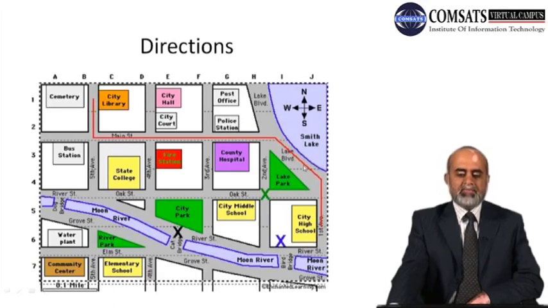Then study the map itself. You have this Oak Street, and this one is River Street, this one is Grove Street. Here you have 4th Avenue, 5th Avenue, this one is Elm Street, this one is 5th Avenue, this one is 2nd Avenue, and this one is 3rd Avenue, 4th Avenue, 5th Avenue, and this is the Moon River.